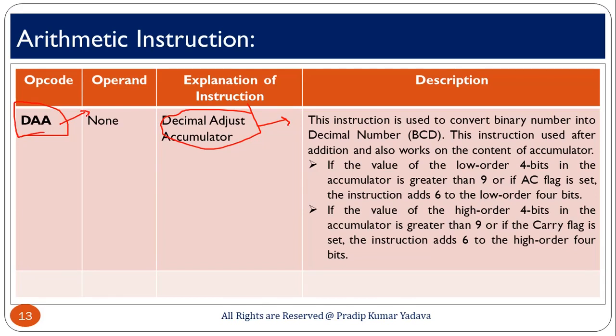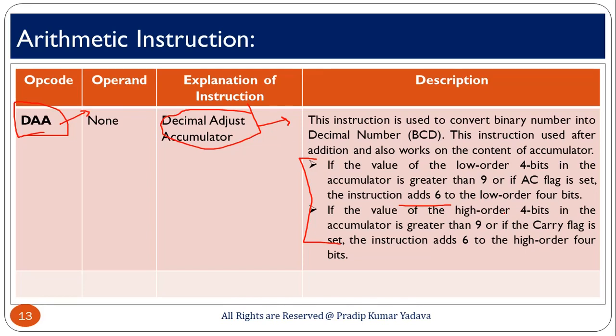Now, the question is how this instruction works. So, here there are two conditions. One condition is if the value of the lower order 4 bits in the accumulator is greater than 9, then add 06 to the output. If the value of the higher order 4 bits in the accumulator is greater than 9, then add 06, and then we get the output.